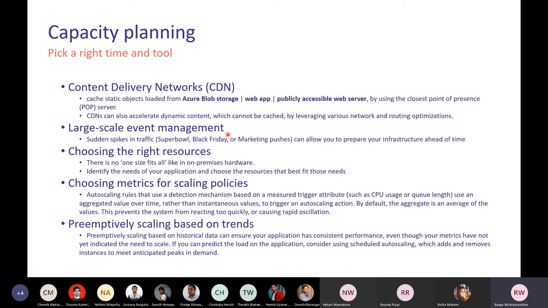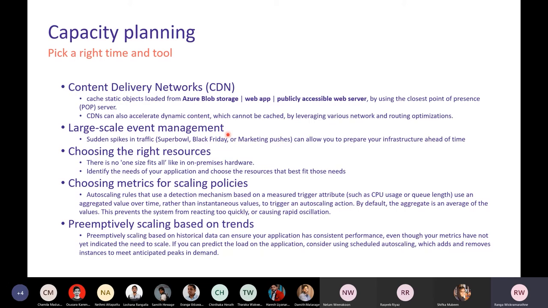The next thing is capacity planning. When it comes to capacity planning, there are certain things you need to think of, like knowing the boundaries of resources and a bit about auto scaling. So, use of content delivery networks. You can actually use Azure Blob Storage to host a web app, maybe with static content. That option is there, so you can put these things there and expose them through a content delivery network. And of course, web apps and publicly accessible web servers, like some static content.